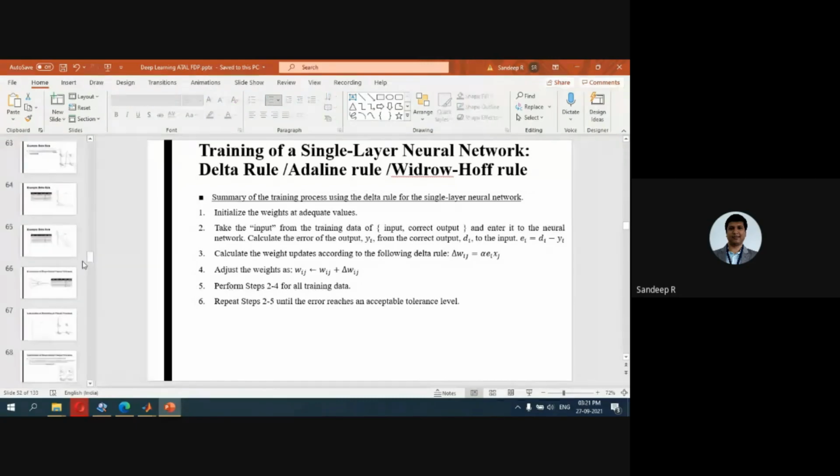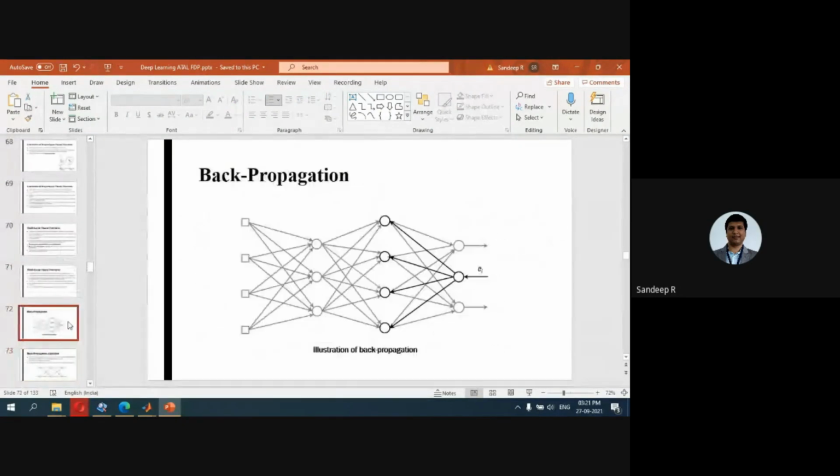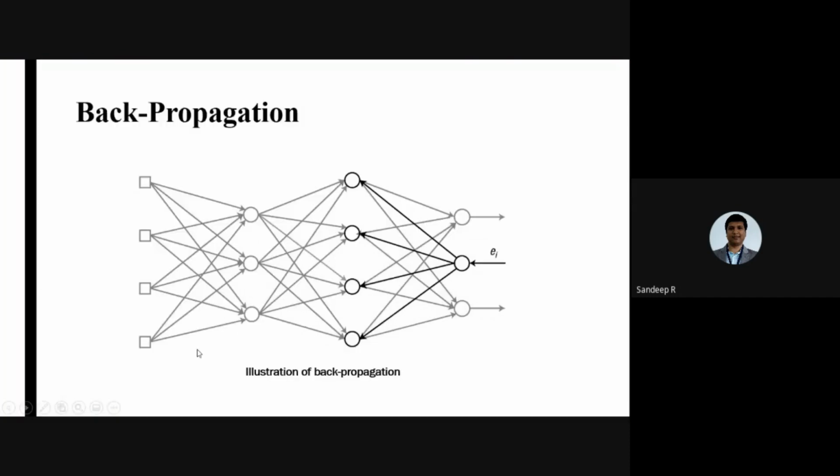But when it comes to multi-layer, that means I'm introducing a hidden layer. When it comes to the hidden layer, do we know what the correct output is here? I know the final correct output, because it is supervised: I have the data set as input and correct output. The final output I know. But do I know the intermediate outputs?